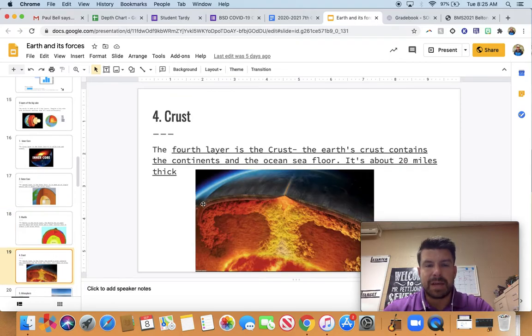Next, we have the crust. The 4th layer is the crust. Imagine a pizza crust, right? That is what we live on. The crust is about 20 miles thick. We have never dug through the crust. There are parts of the crust that are thinner and parts that are thicker, just like your pizza, right? You get thin crust, sometimes pan, sometimes thick crust. So there are different thicknesses throughout, but regardless, we have never dug through the crust. We've never been down that deep.